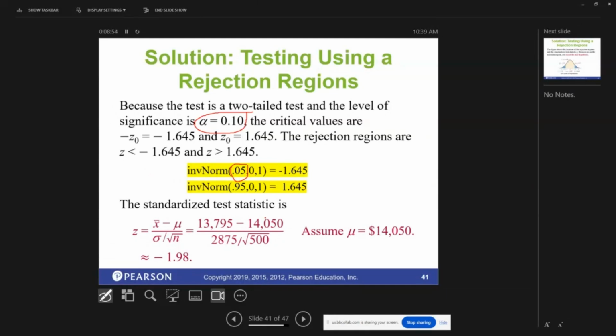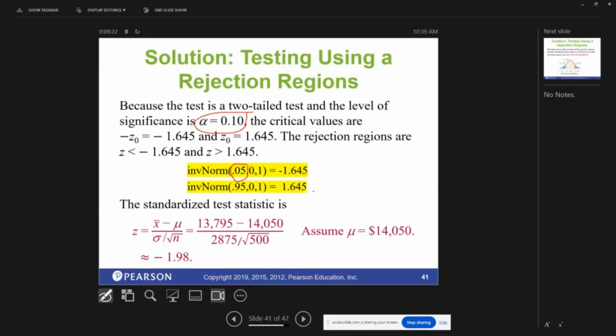Now, when I find my standardized test statistic, I use my formula for Z. And so I take X bar, which is 13,795. I subtract my mean of 14,050. And I divide by my standard deviation of 2,875 over the square root of 500. That gives me negative 1.98.